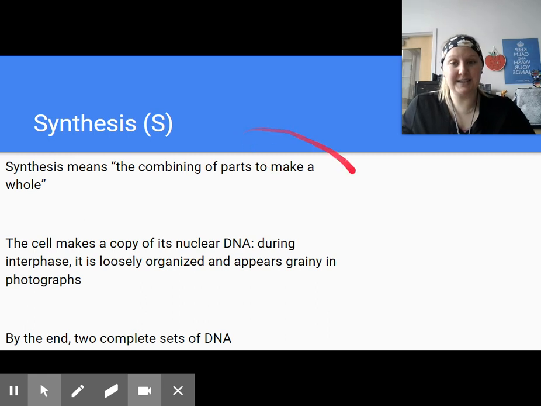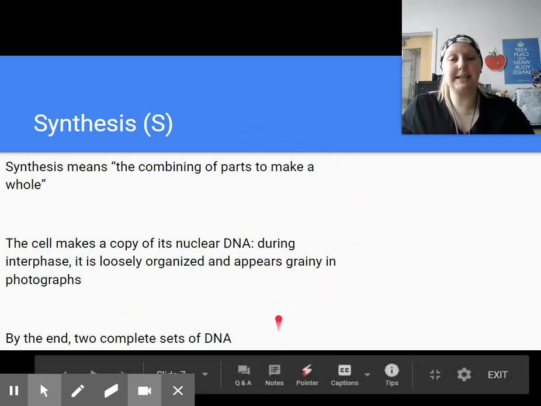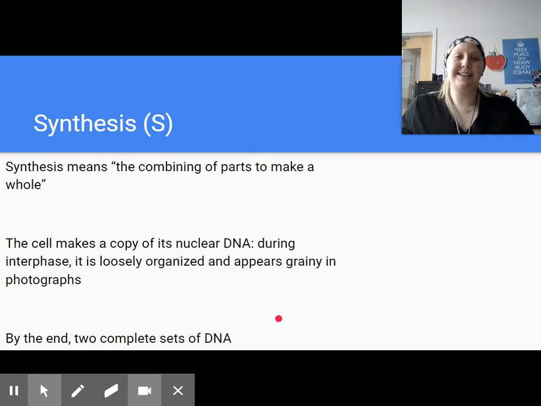By the end of synthesis, the cell has 2 complete sets of DNA. There is a minor checkpoint here, but it's performed during the DNA replication phase. And as we'll talk about, there is an enzyme that works in DNA replication that actually makes sure that it is proofreading itself and that there are no errors.